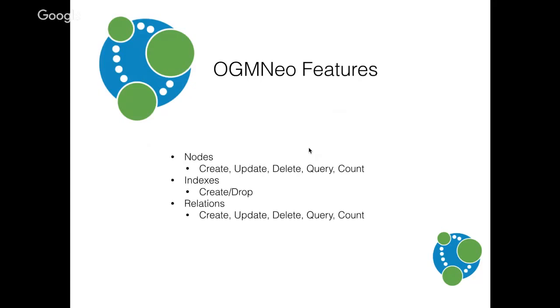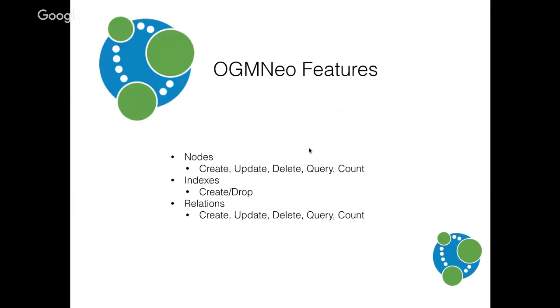Let me explain some features. First, what is OGMNeo? Actually, it's an abstraction layer on top of the official driver. I still use the official driver behind the scenes, to connect and run Cypher. But OGMNeo is just a layer to abstract some common things like create, update, delete, query, count, nodes, index, relations, all this stuff. It was basically a framework to programmatically build the query and map the results as literal objects in JavaScript.